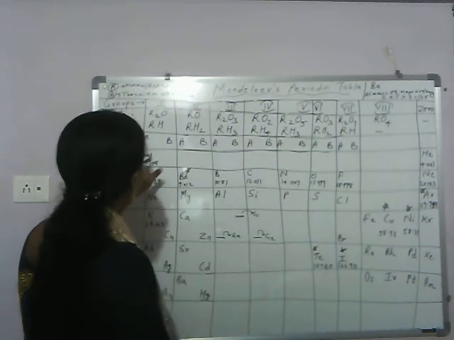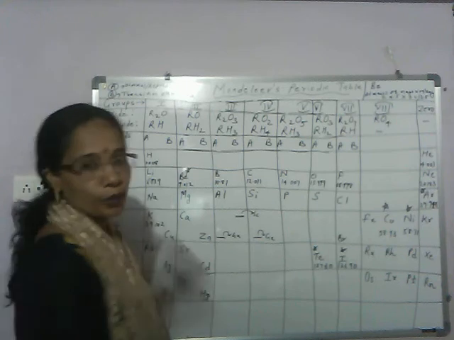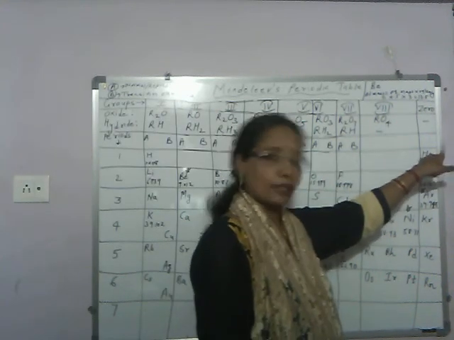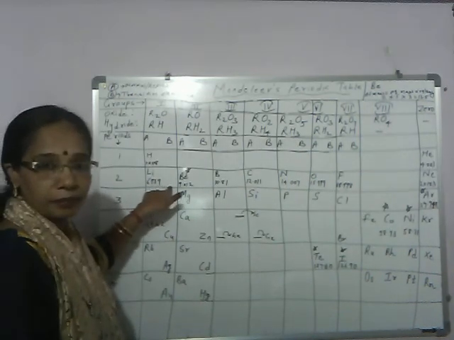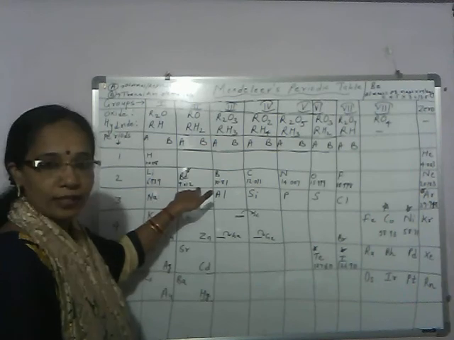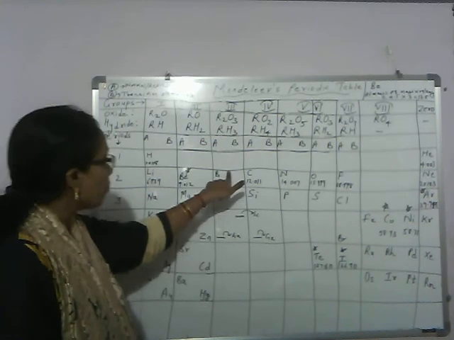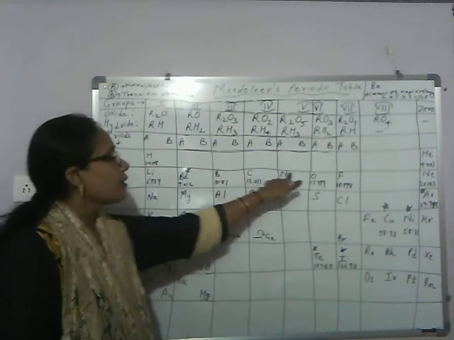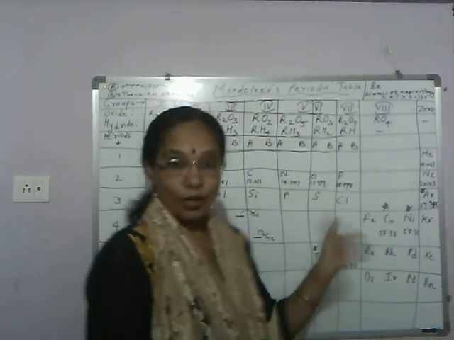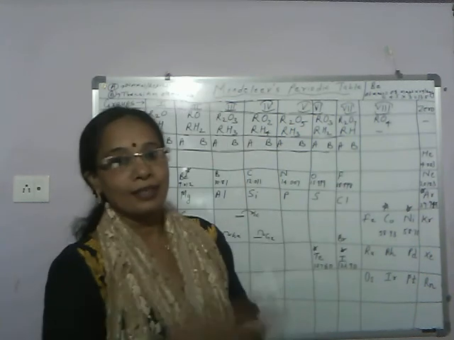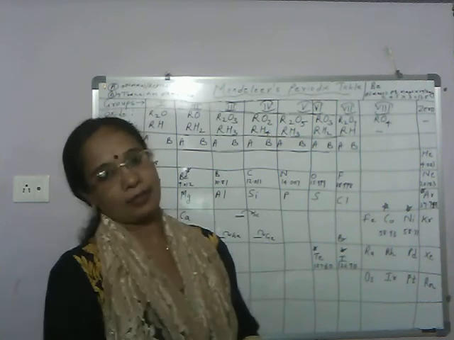Like hydrogen atomic mass 1.008. After that helium was not there. Later it was discovered. So it was 4.003. Then lithium 6.9. Then beryllium 9 point something atomic mass. Then boron 10, carbon 12, nitrogen 14, oxygen 15, fluorine 18. So automatically the elements got arranged in increasing order of atomic mass.